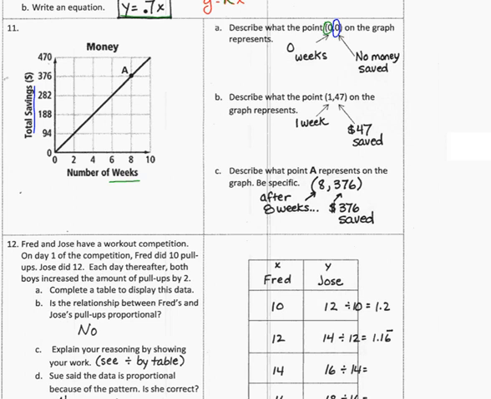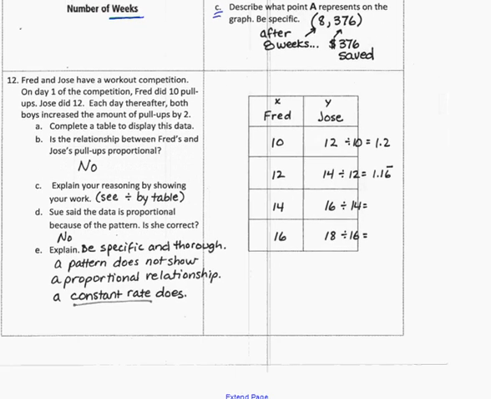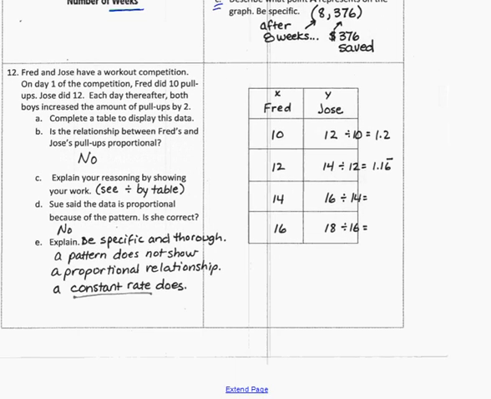Okay, this is the value of k, it is the constant of proportionality, but what does each coordinate mean? The 1 stands for 1 week, the 47 stands for $47 in savings. Question C, point A. The x value is 8, so that stands for 8 weeks. The y value is 376, which is $376 saved. Be specific in your explanations.